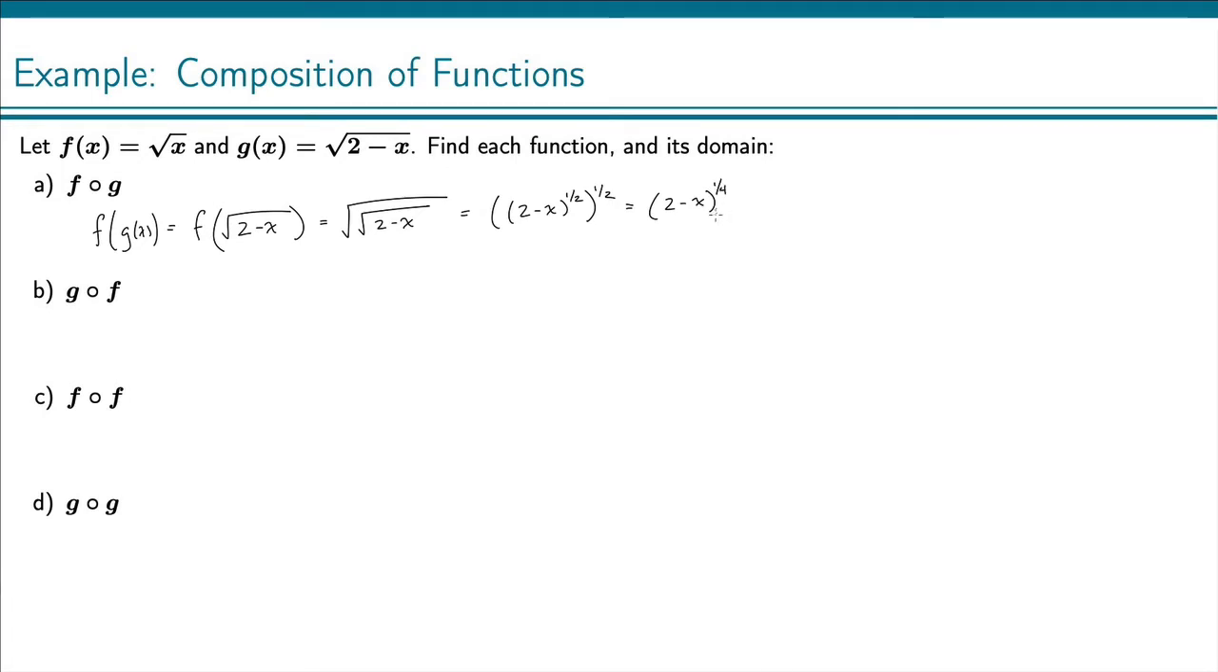Now, as far as domain goes, this function here is an even-numbered root. And for even-numbered roots, we are not allowed to have negatives inside of those roots. So 2 minus x must be greater than or equal to 0. So getting x by itself, x then would have to be less than or equal to 2. And so our domain is, in interval notation, negative infinity to 2.